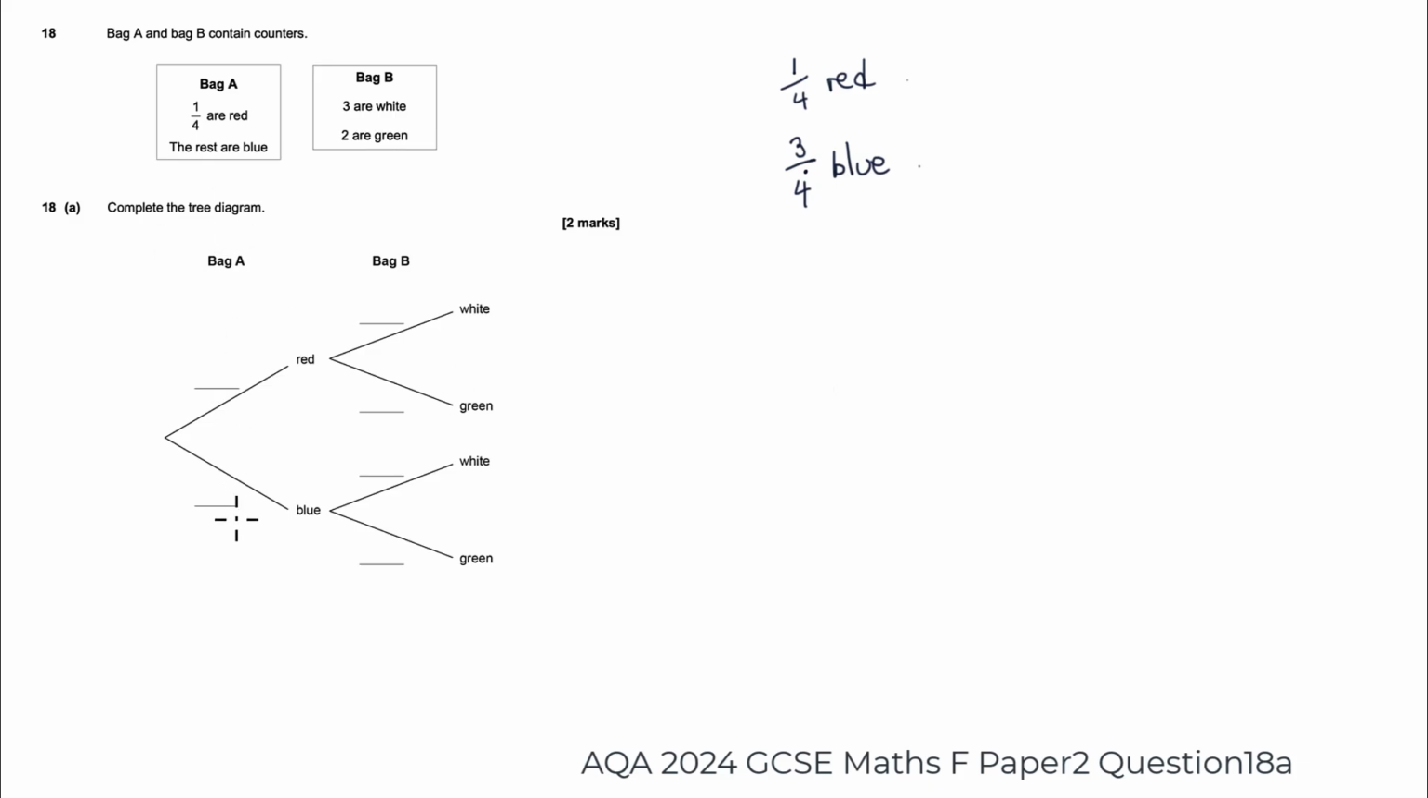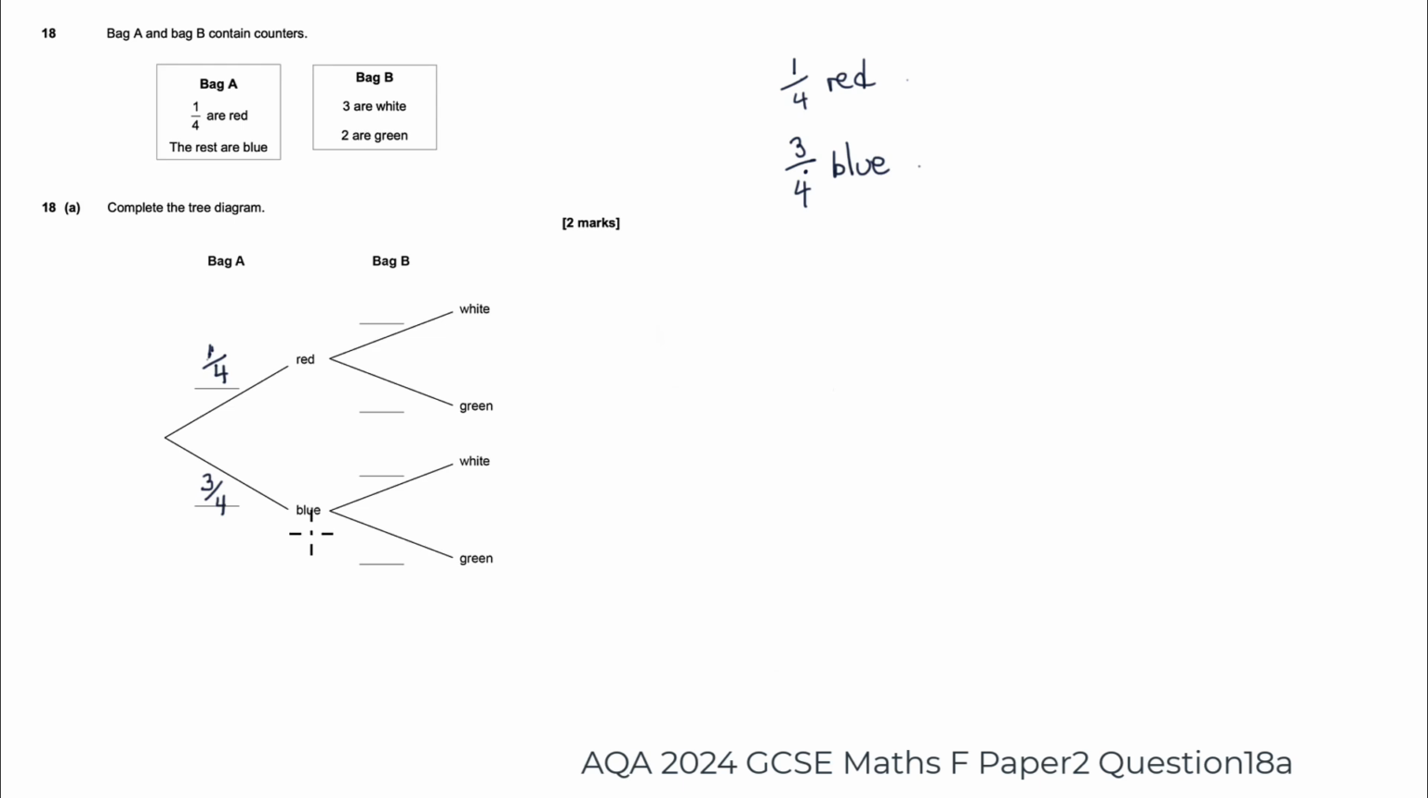So on this diagram, we have to complete it. Here's bag A here, which we now know has 1/4. That's the fraction of the counters that are red, and 3/4 of them are blue. So if we start off here and we're wanting a red one, there's a probability of 1/4 that we'll get a red one. If we're wanting a blue one out of the first bag, the probability's 3/4, 3 chances out of 4 to get a blue counter.